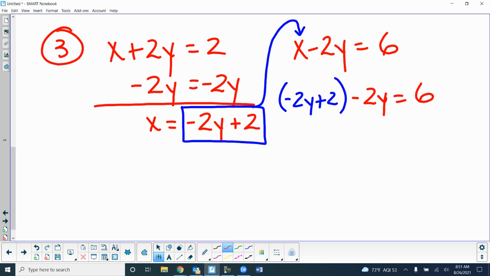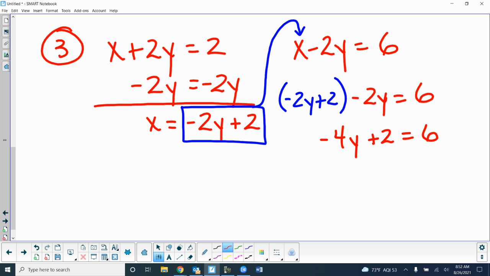Now I have an equation with one variable, and I'm going to solve for that variable. I'm going to get that y by itself. Okay? So if I combine like terms, what's a -2y and a -2y? -4y. So that's what it looks like now.